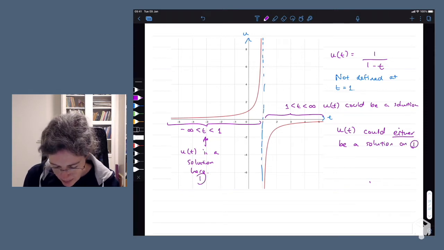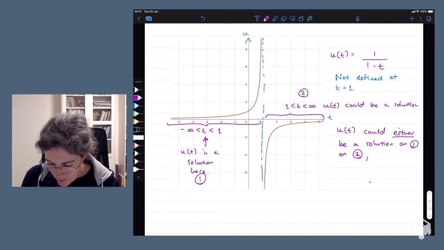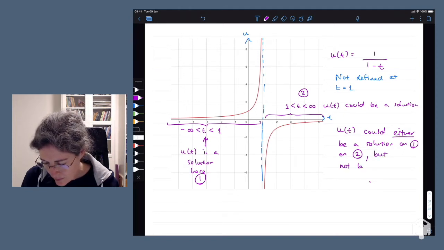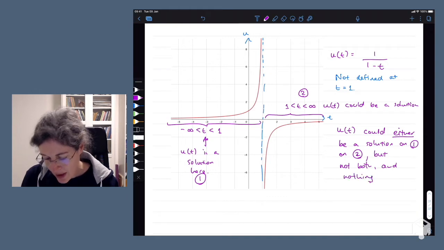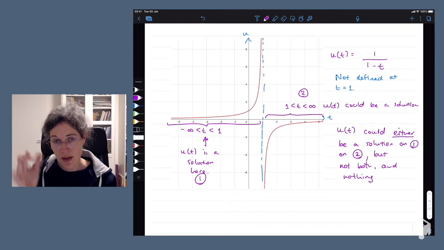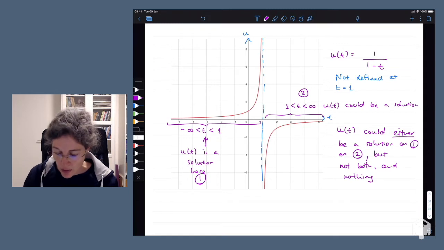Okay, so this is region 1 and this is region 2. It couldn't be a solution on both. You either say it's the solution on one or it's a solution on the other, and there's no bigger domain that it could be a solution on.